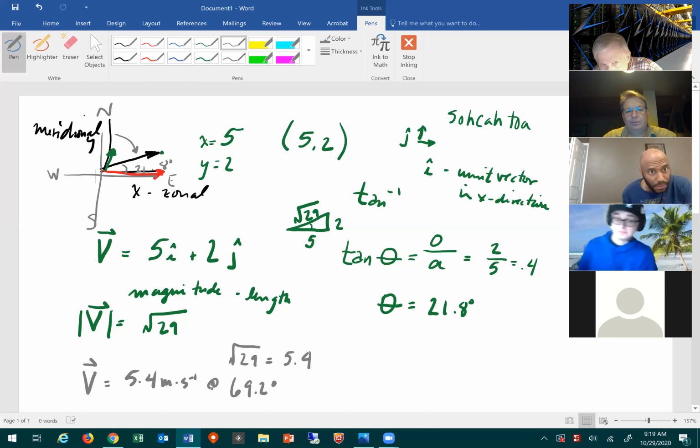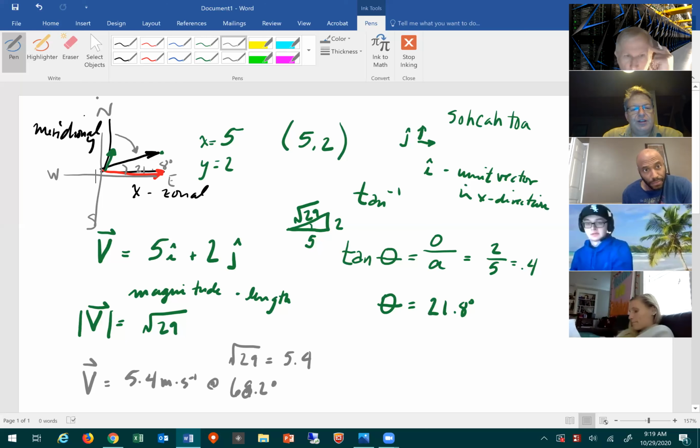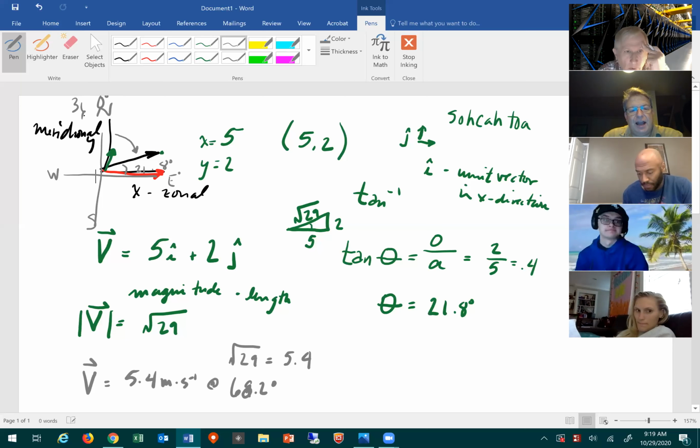What are you looking at? Remember, we know that this angle is 21.8. So we want the complementary angle. 21.8 plus 69, 68. No, 270 minus 21, right? No. 90. This is 0 or 360. Oh, this is 90. So we would say the winds are 5.4 meters per second at 68.2 degrees. Right, because an east wind is a 90 degree.